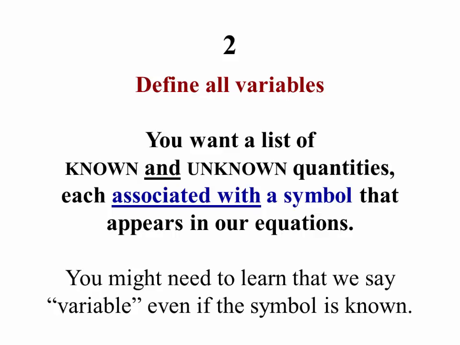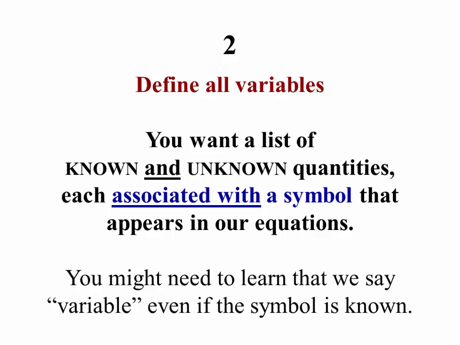Number 2, define all variables, all symbols that appear in the various equations. You want a list of all of the known quantities, each one associated with a symbol that appears in an equation, and the unknown quantities, the things that you don't know, that maybe you want to solve for or might need to be used in conjunction with, say, 2 equations and 2 unknowns to solve for the one thing you care about. You always want to know what your goal is, what your unknown is that you care about. But you also may need to know about some other ones, and you always need to know what you know.